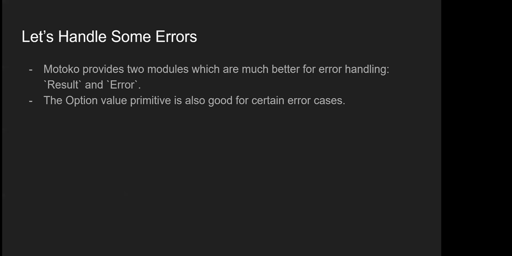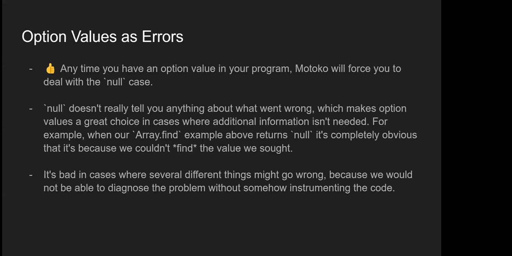So the good news is that Motoko provides two modules that are much better for error handling. We have results and we have error. We also have the option primitive, which is good for certain use cases. And these are the three different methods that the official Motoko documentation recommends for dealing with errors. So we'll start with option values because they're kind of the simplest.